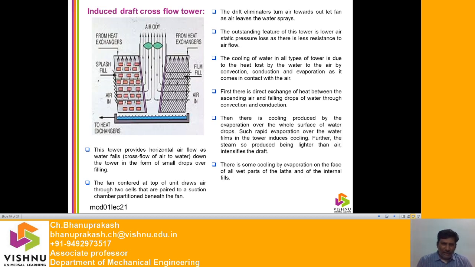See the fan here, this is the fan, centered at the top of the unit, draws air through two cells. These are the two cells that are paired to a suction chamber partition beneath the fan. These are the two different chambers partitioned behind the fan. The drift eliminator, here I am not showing, turns air towards out. Here what will happen? The drift eliminator removes water from the air. Only air will get out. That air is hot air.